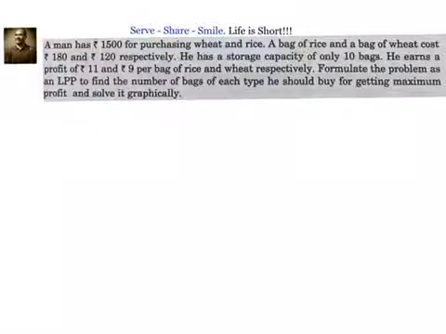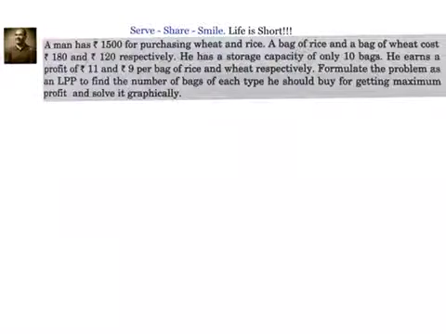Let us look at this linear programming problem. A man has 1500 rupees for purchasing wheat and rice. A bag of rice and a bag of wheat cost 180 and 120 respectively. He has a storage capacity of only 10 bags. He earns a profit of 11 and 9 respectively per bag of rice and wheat. Formulate the problem as an LPP to find the number of bags of each type he should buy for getting maximum profit and solve it graphically. So first we have to formulate, after that we have to solve it graphically.